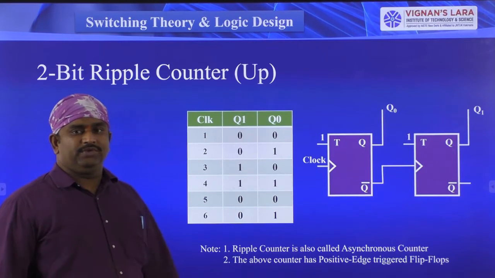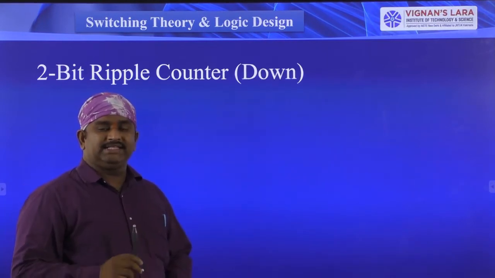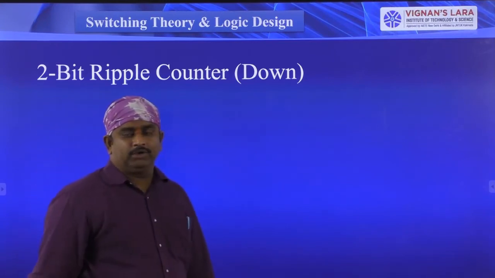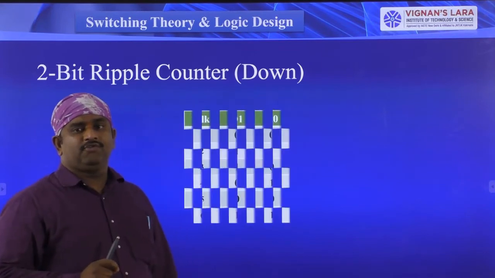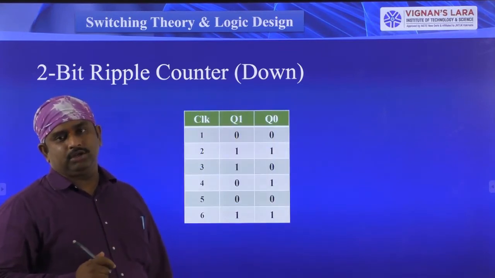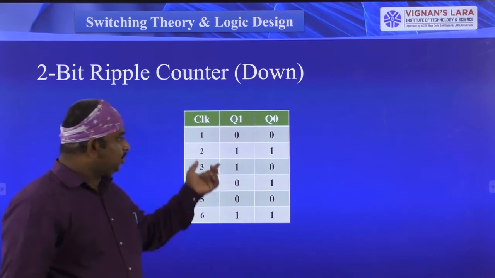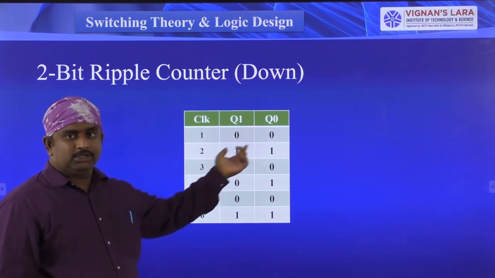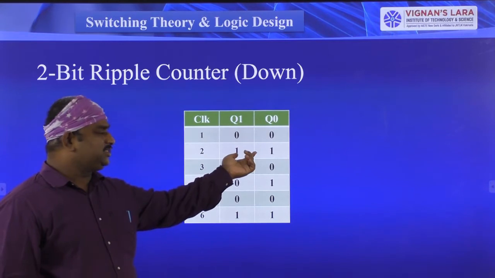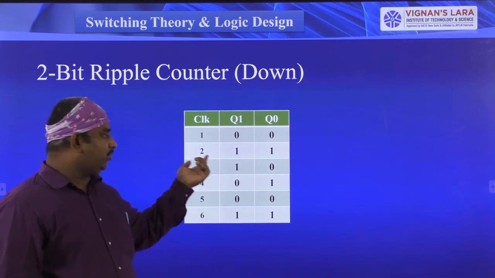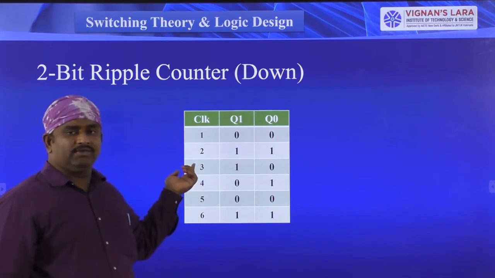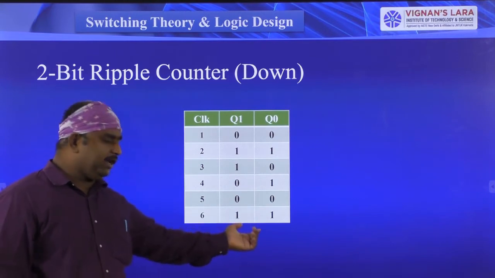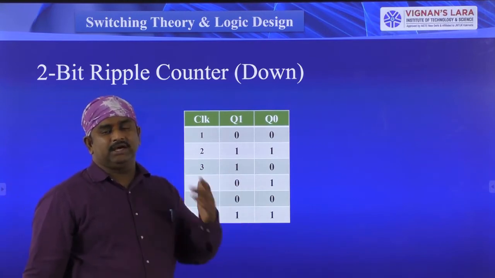Next we will see the 2-bit asynchronous down counter, or 2-bit ripple counter. Coming to the 2-bit ripple counter, there is just a small modification from the previous counter. Anyhow, first see the truth table. Previously the outputs of the two flip-flops are 0, 0. When I give the first clock pulse, the outputs are 1, 1. Then for the second clock pulse, the outputs are 1, 0. For the third clock pulse, the outputs are 0, 1. For the fourth clock pulse, the outputs are 0, 0. Again I got 1, 1. So the counting is repeated here.